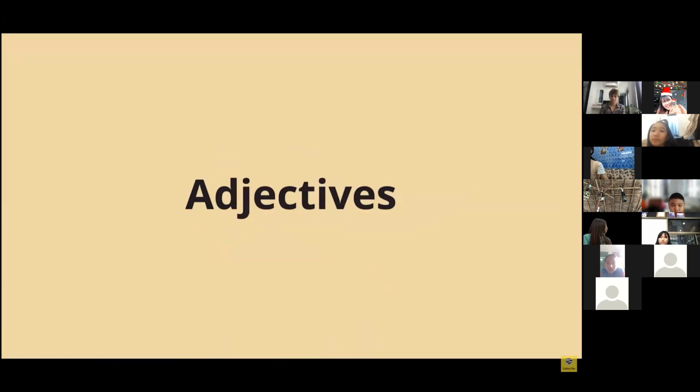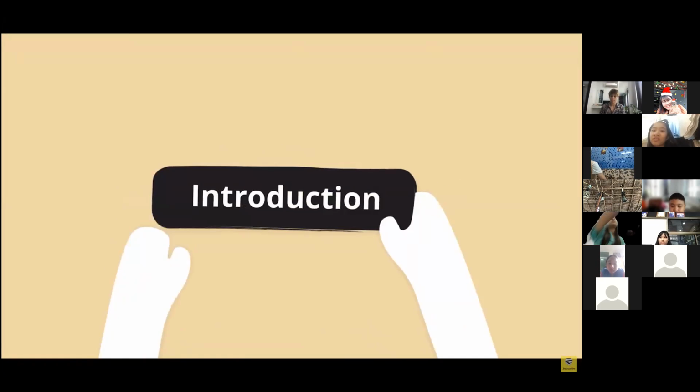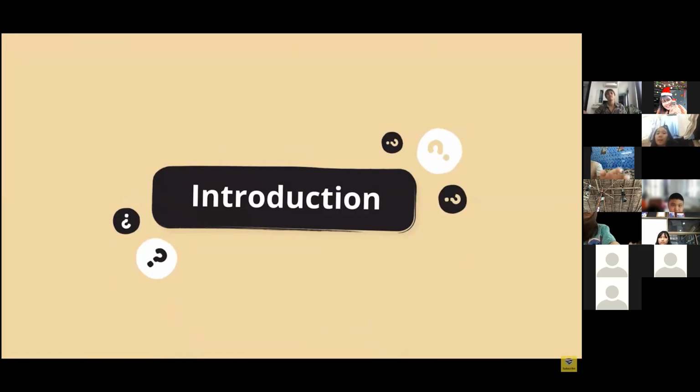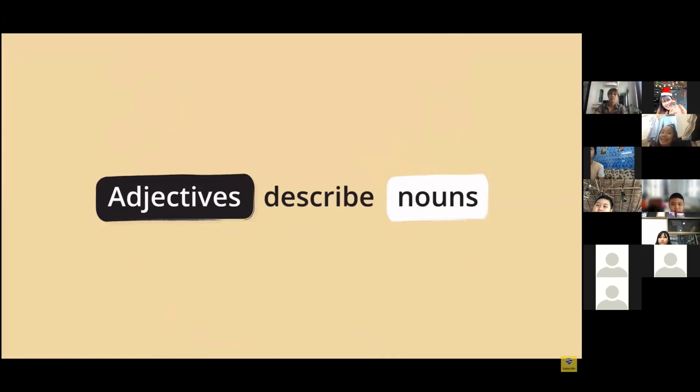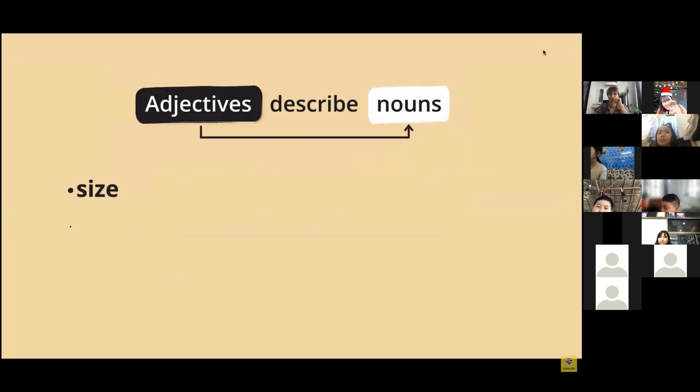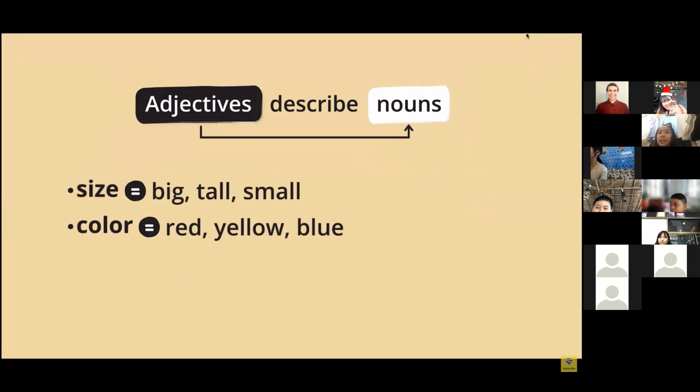ESL Library. Adjectives. What are adjectives? Adjectives are words that describe nouns. Adjectives can tell us information about a noun, such as the size and color. Adjectives can also tell us someone's opinion about a noun or describe how someone is feeling.